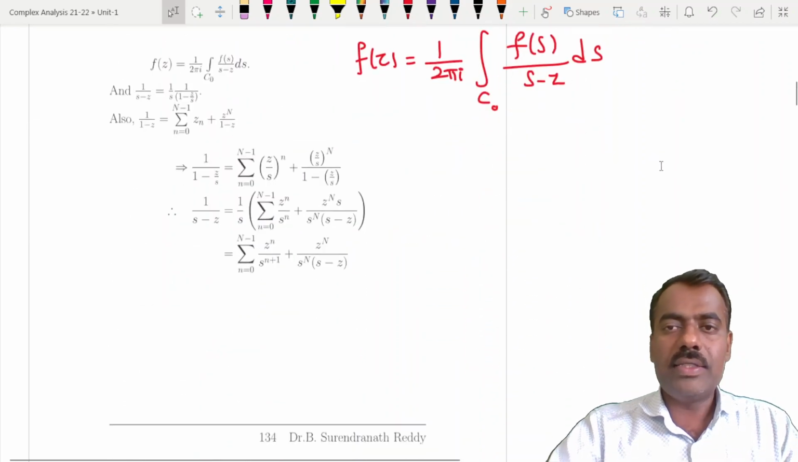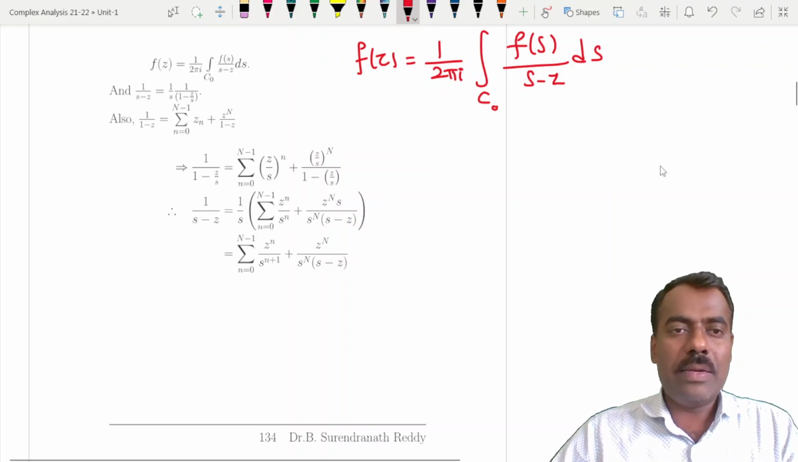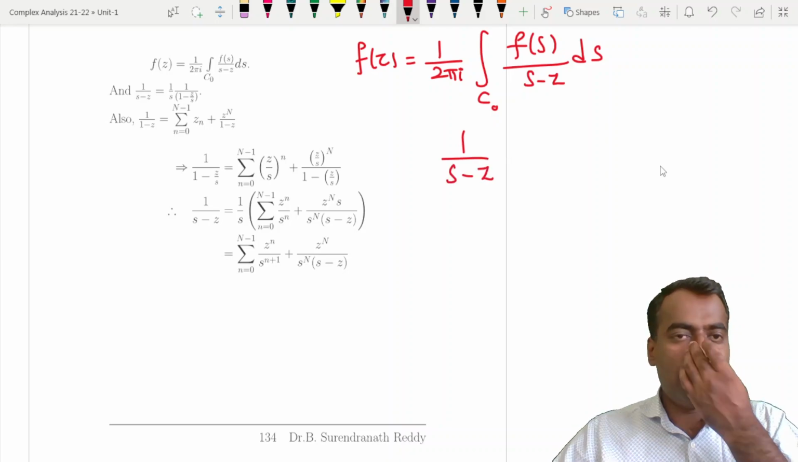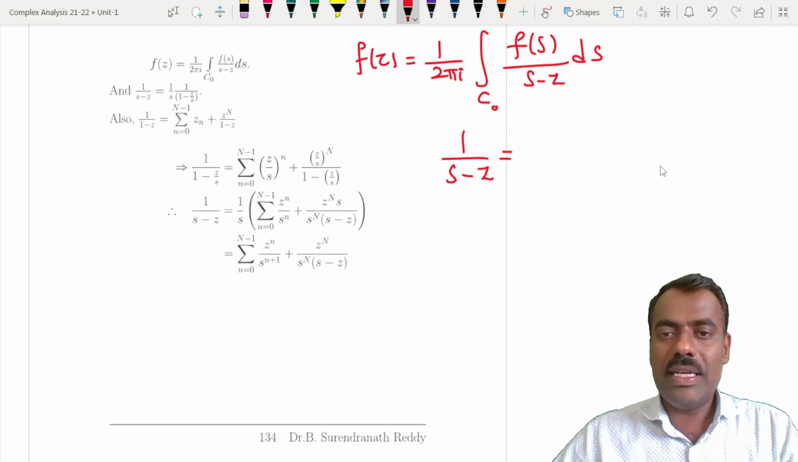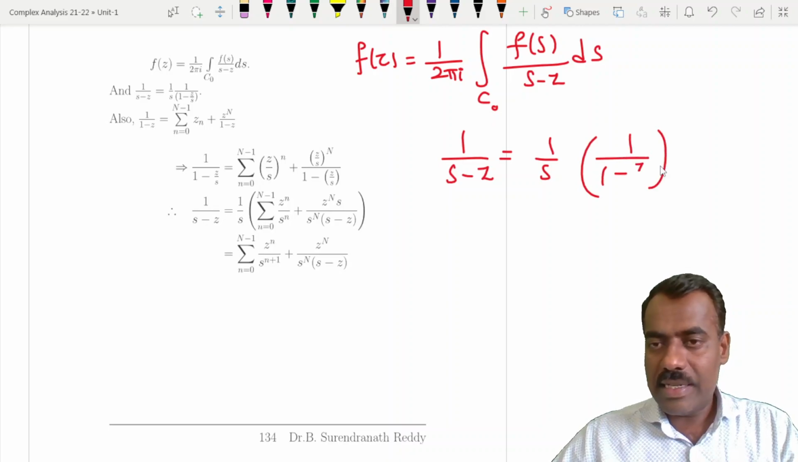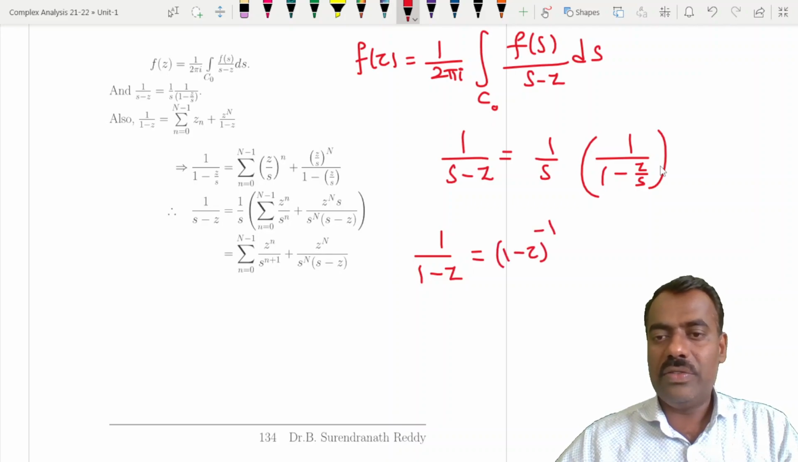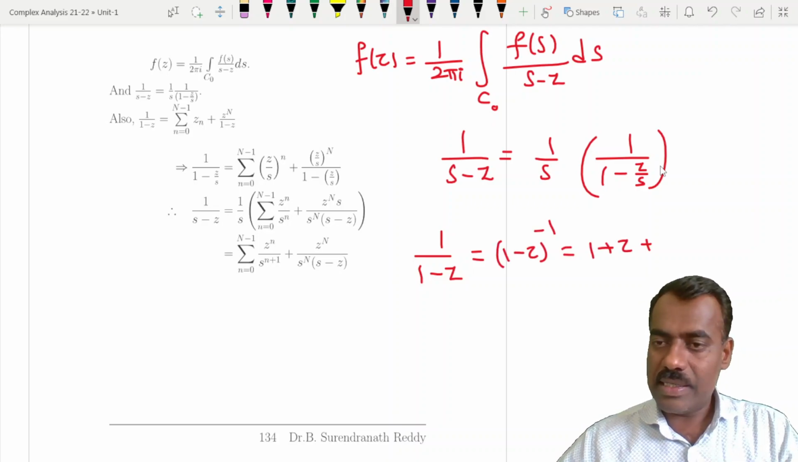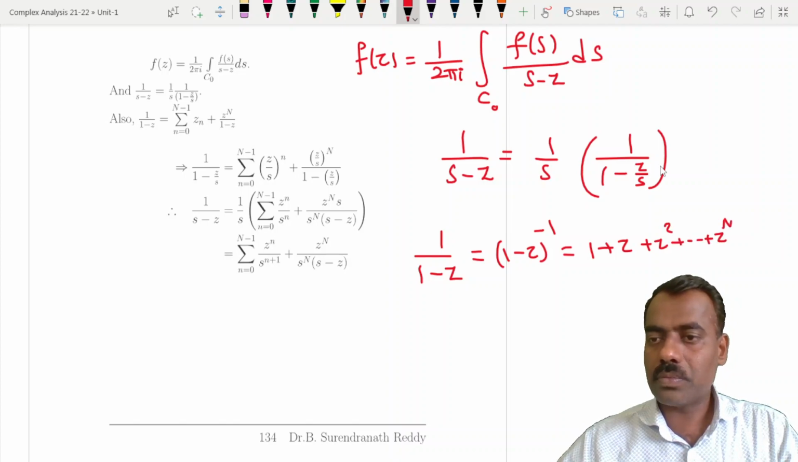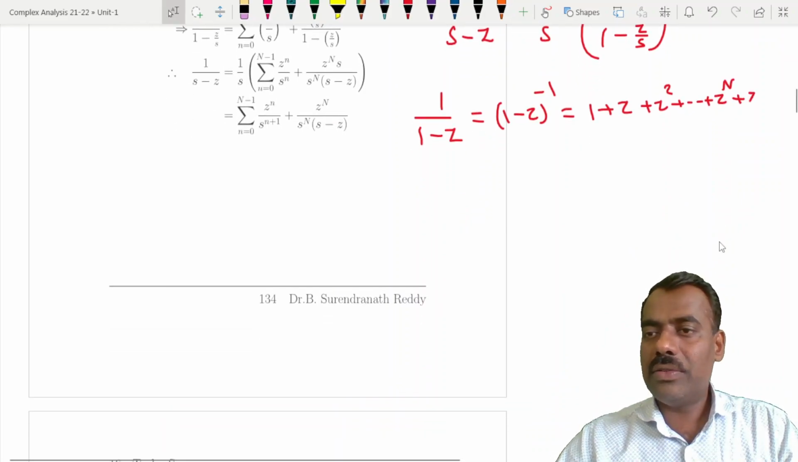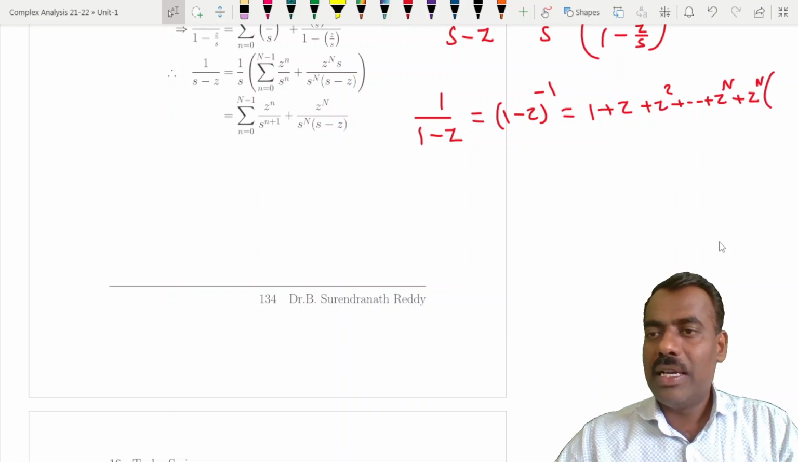Then the basic idea is we want to simplify this 1 by s minus z. So remember z is fixed here, s is variable. Take 1 by s common, then what you will have here is 1 by 1 minus z upon s. Then using the fact that 1 by 1 minus z, how can you write this? 1 minus z whole, this is 1 plus z plus z square and so on, z power n, then plus z power n plus 1.